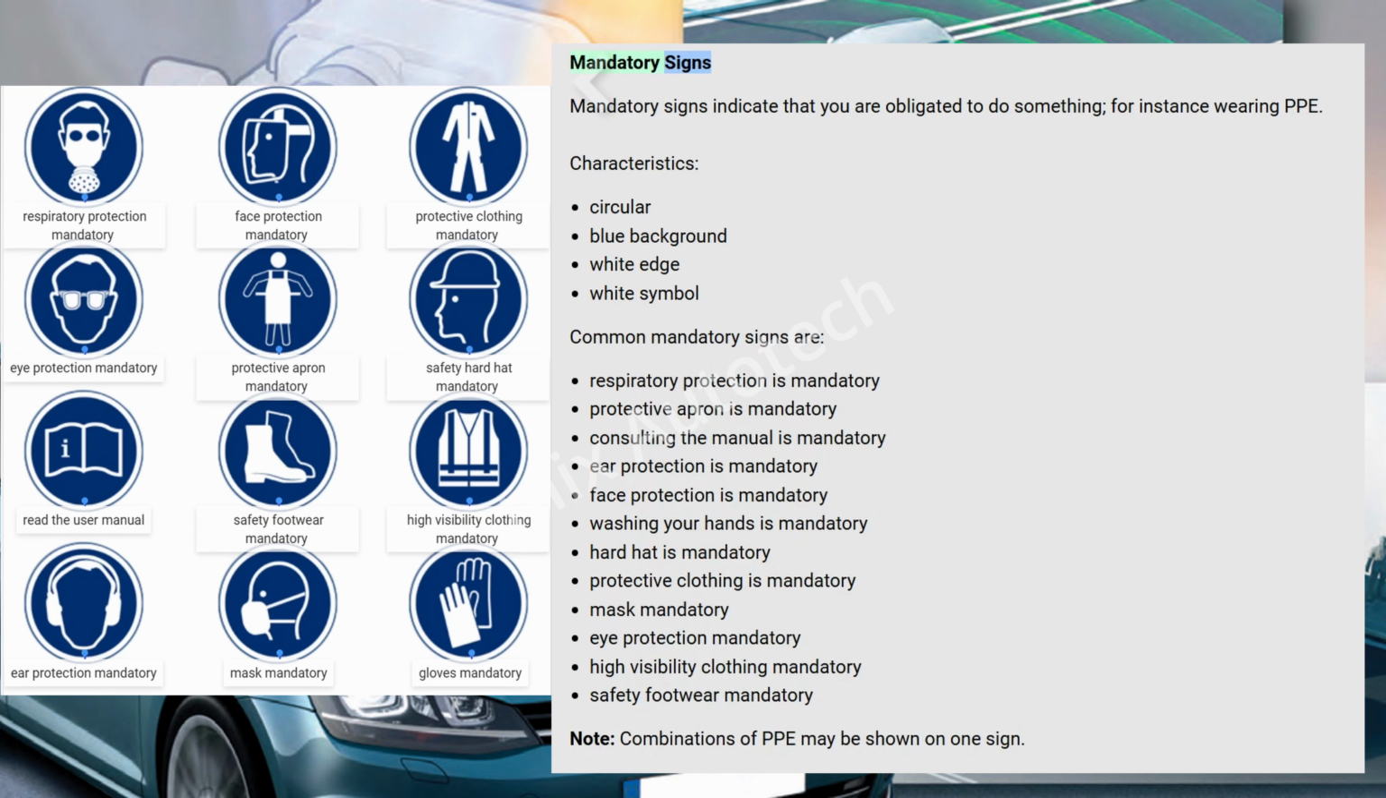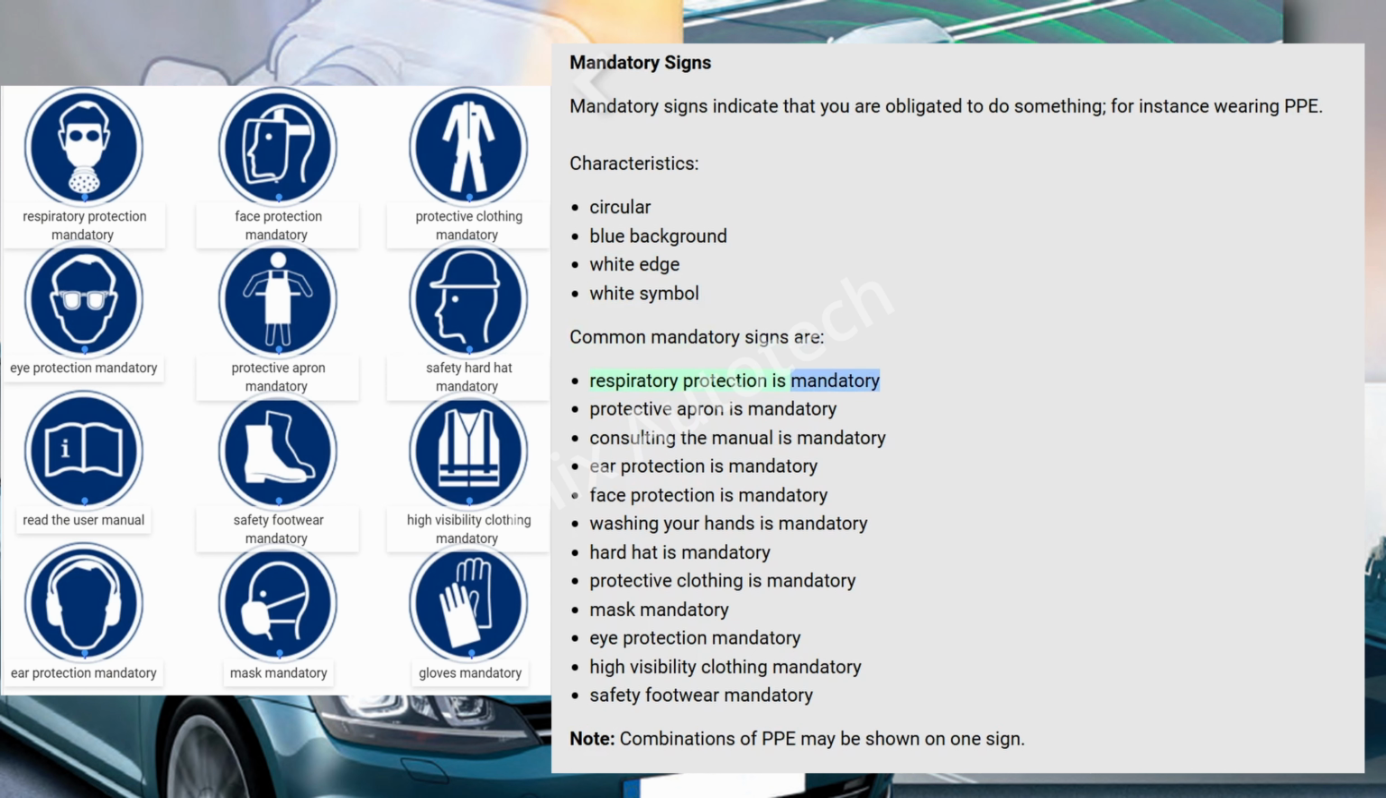Mandatory signs. Mandatory signs indicate that you are obligated to do something, for instance wearing PPE. Characteristics. Circular. Blue background. White edge. White symbol. Common mandatory signs are.